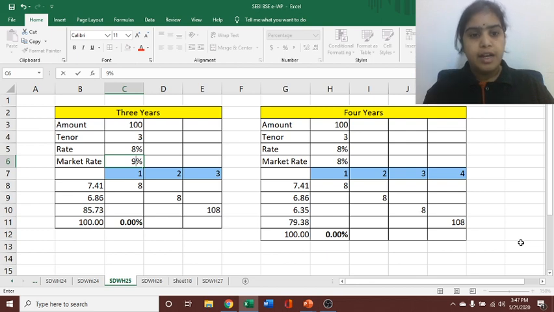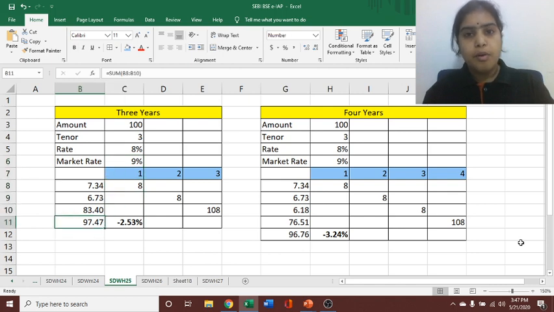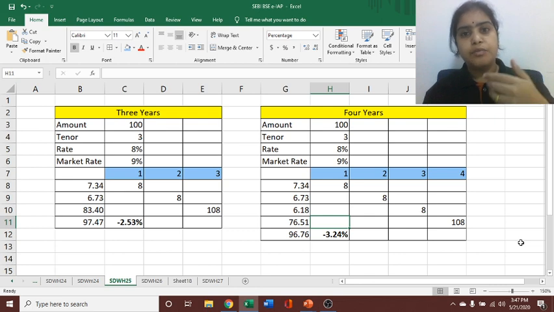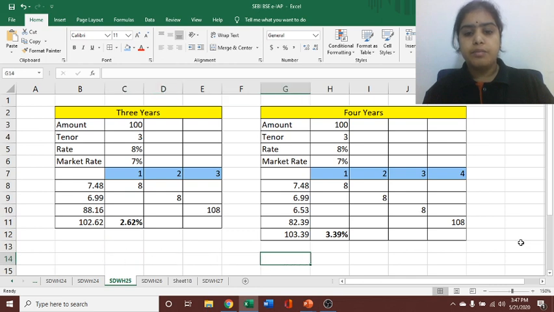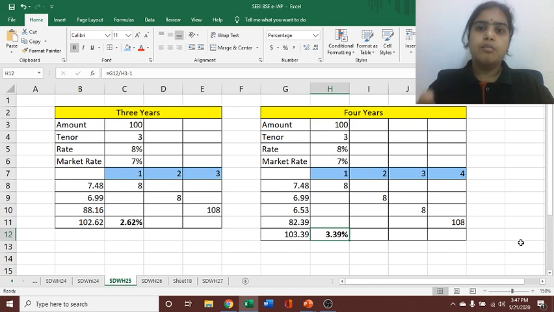And looking at this example, for the 3 year bond paper, the difference is 2.53%, whereas the bond price of the 4 year paper has fallen more than the 3 year paper. And if interest rate is decreasing, the 4 year bond paper has given more returns. That means the longer the duration, the more the sensitivity. If the duration is more, your bond paper is more sensitive.